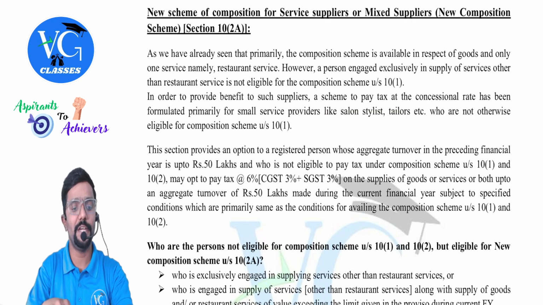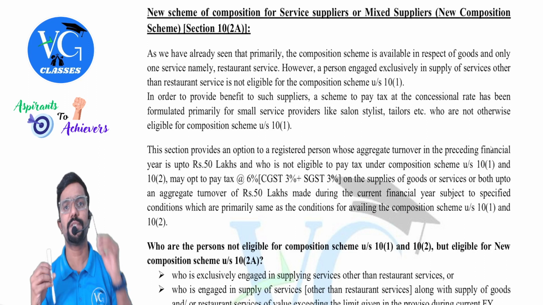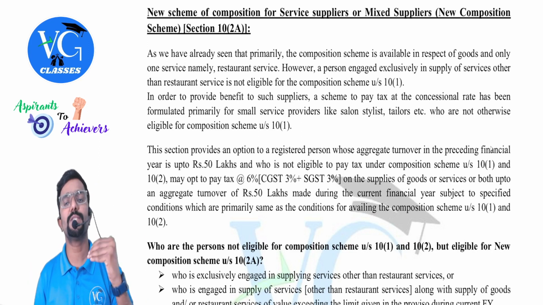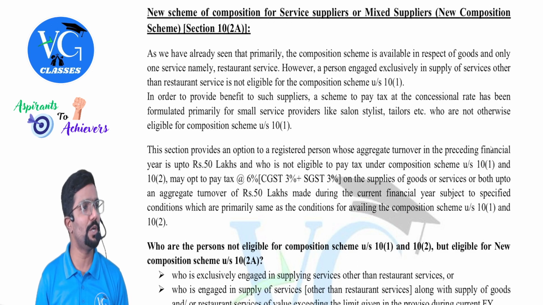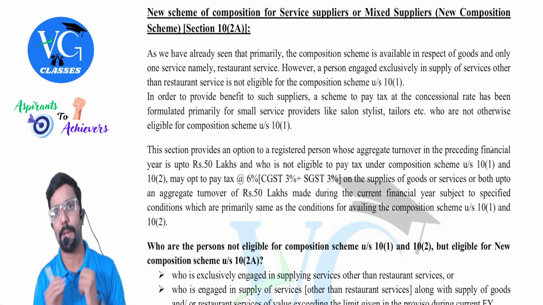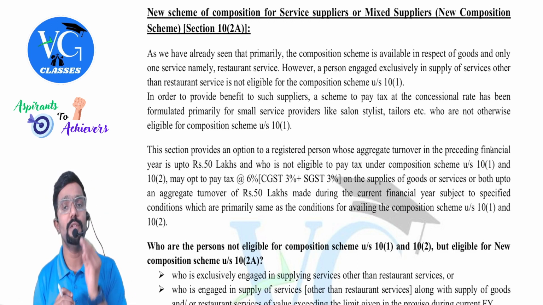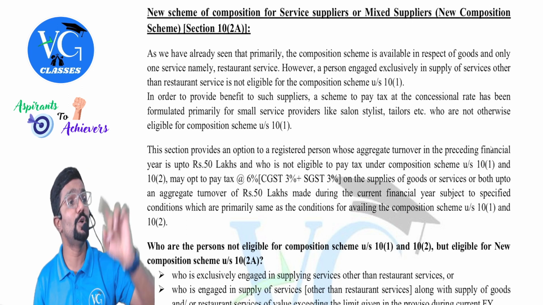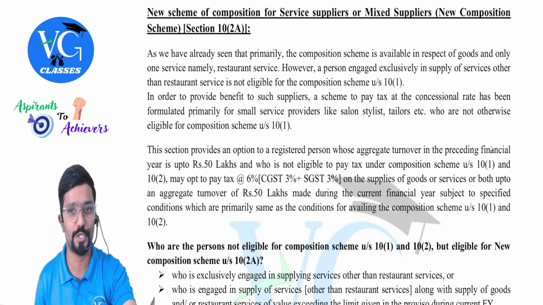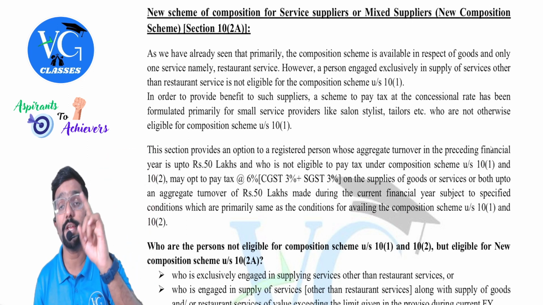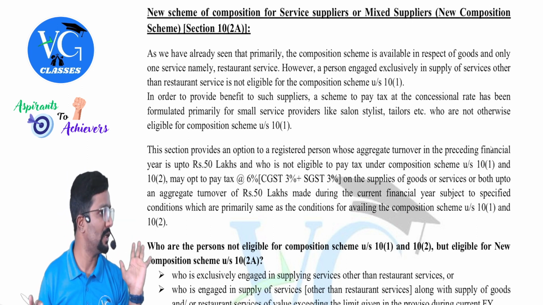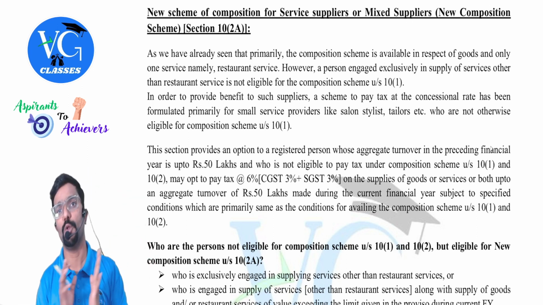Yes, students, we will continue now. We have seen one composition scheme under section 10.1 as well as 10.2. Now, whoever is not eligible for 10.1 and 10.2 can opt for 10.2A. Guys, please be careful. The door for 10.2A is open only for those for whom the door under section 10.1 is closed. Understood? If I am eligible for 10.1, can I come and follow 10.2A? No, I cannot. I have to follow 10.1 only.